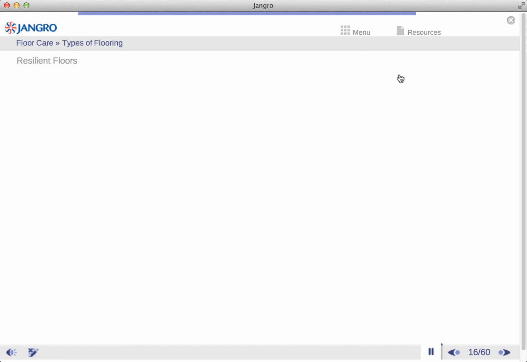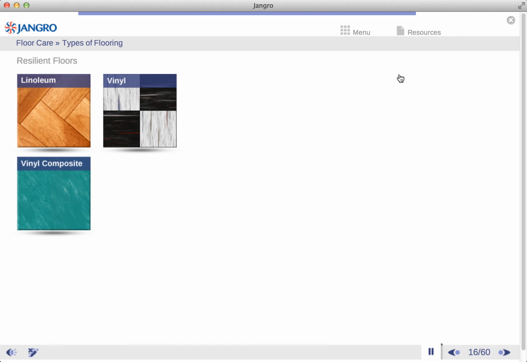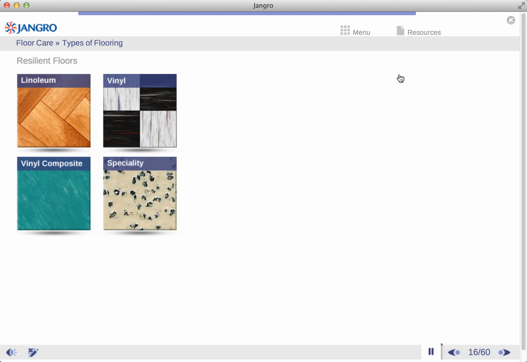The most popular types of resilient floors are linoleum, vinyl, and vinyl composite. There are also some speciality floors which can be treated as vinyl floors. In addition, other resilient floor types are available, such as rubber, asphalt pitch mastic, epoxy resin, and thermoplastic. Click each type of resilient floor to learn more about it.